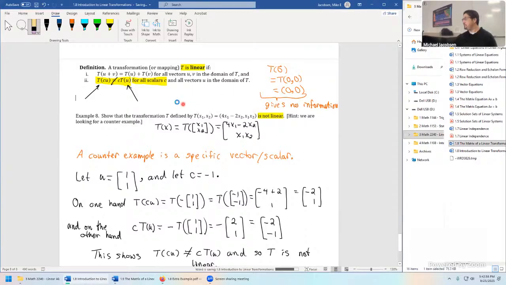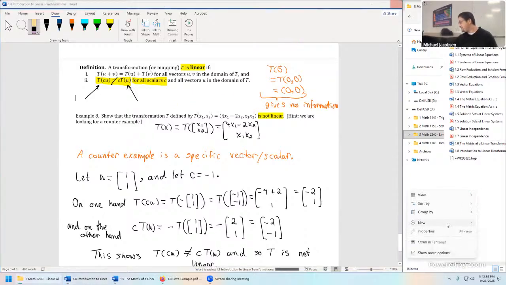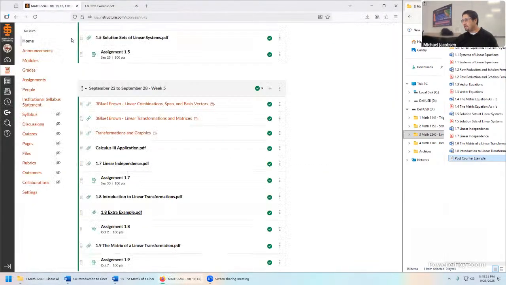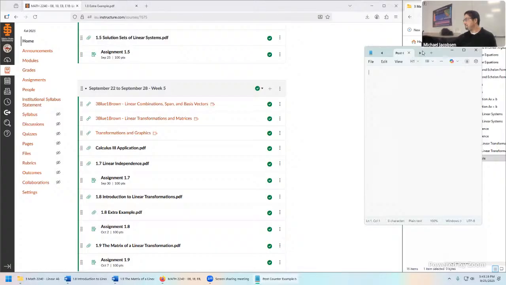Yeah, absolutely. I'd be happy to do so. It's a pretty fun reading, honestly. So let me put here a reminder. Post counterexample. I'll post it on the Canvas page just right under this extra example here. I'll just say interesting counterexample. Yeah, good one. Thanks, you too.